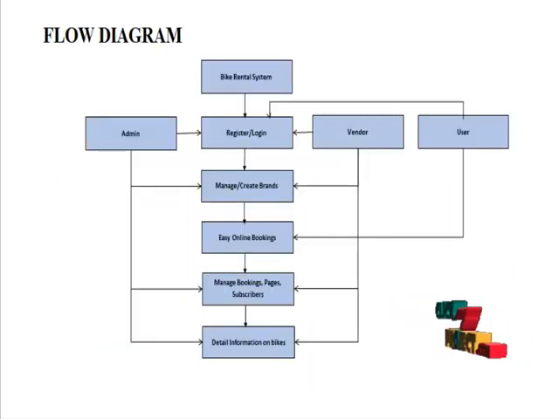Now we are going to see the flow of the process. In the bike rental system, there are three main persons: admin, vendor and users. Admin first has to log in to the process, manage and create brands of the bikes, create and update the price details of the bikes, and then post them to the page. The vendor can manage and create brands, manage booking pages and subscribers, and the details or information of bikes. A user can register and log into the process.